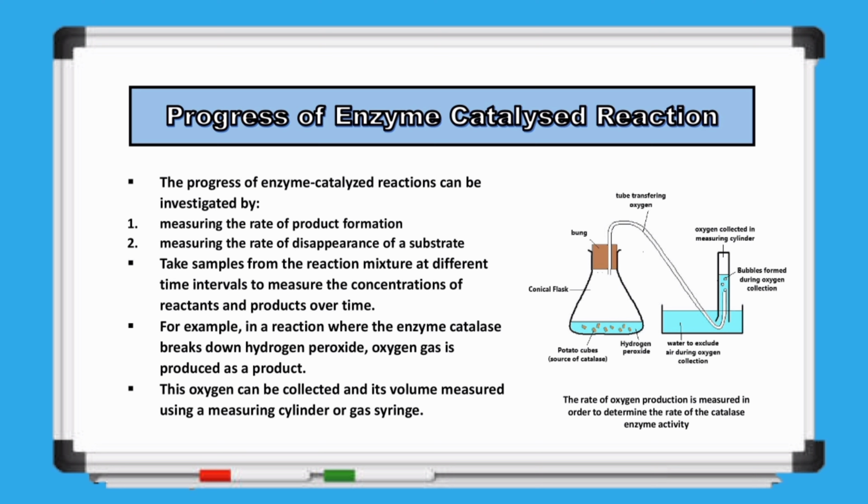A common method involves taking samples from the reaction mixture at regular time intervals. We then test these samples to find out the concentration of either the reactants or the products at each time point. This gives us a clear picture of how the reaction changes over time.